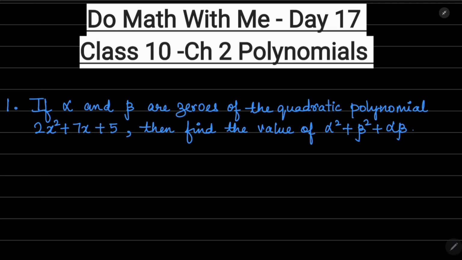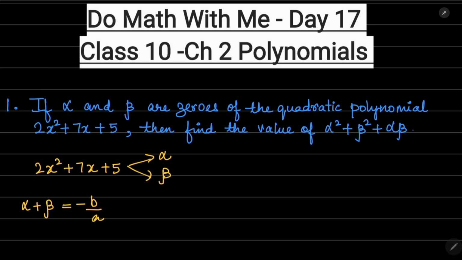immediately, first of all, let's write the given polynomial. So, the given polynomial is 2x square plus 7x plus 5. And you are given alpha and beta are the zeros of the quadratic polynomial. Immediately find out the sum of the zeros, which is equal to minus b by a, right? So here you have this is your A, this is your B, and this is your C. A is the coefficient of x square, B is the coefficient of x, and C is the constant term, right?